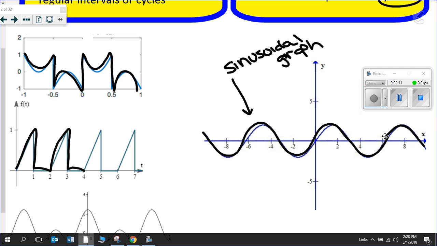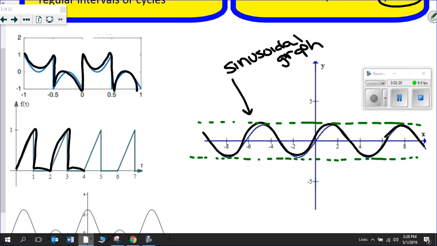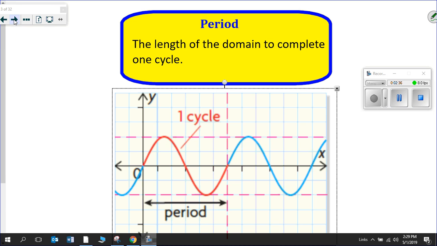Things to note is that the peaks are always at the same height. The low spots are always at the same height. And the length of those curves, they're all the same. They don't get bigger or smaller. They're all perfectly the same as they move through. So again, all we're going to do is focus on sinusoidal functions.